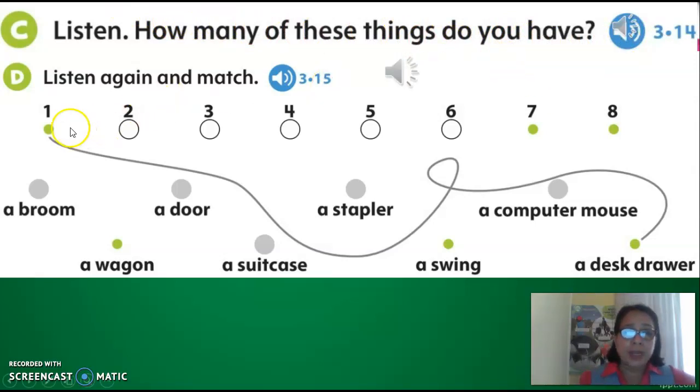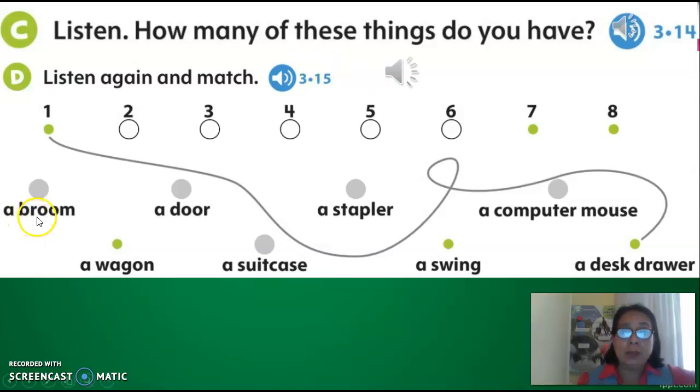First, you will listen. How many of these things that are mentioned in the audio do you have? And letter D, listen again and match. You will listen and match number 1 to the vocabulary here. For example, number 1 is matched with a desk drawer. We don't know what is number 2, 3, 4, 5, and 6. They only mention 6, not 8, okay? So don't worry if you only hear number 1 through number 6, because it is correct. 7 and 8 are not necessary, okay?